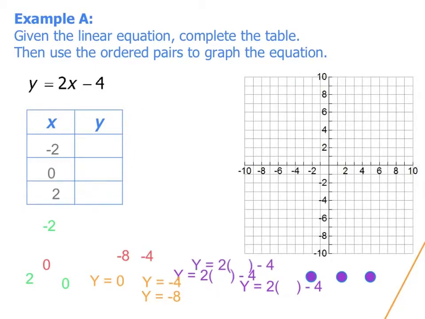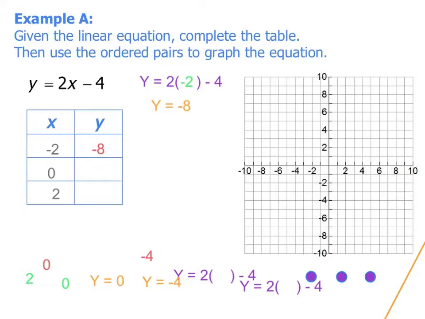So the first step is to write out my equation missing my x because I'm going to be substituting something in. So I've got y equals 2, and inside the parentheses the first time I'm going to select negative 2, because negative 2 is the first number that I'm substituting in. Then I'm going to simply apply the order of operations. So 2 times negative 2 is negative 4. Negative 4 minus 4 is negative 8. So I know that y is going to equal negative 8. So the first ordered pair I've got is when x is negative 2, y is equal to negative 8.